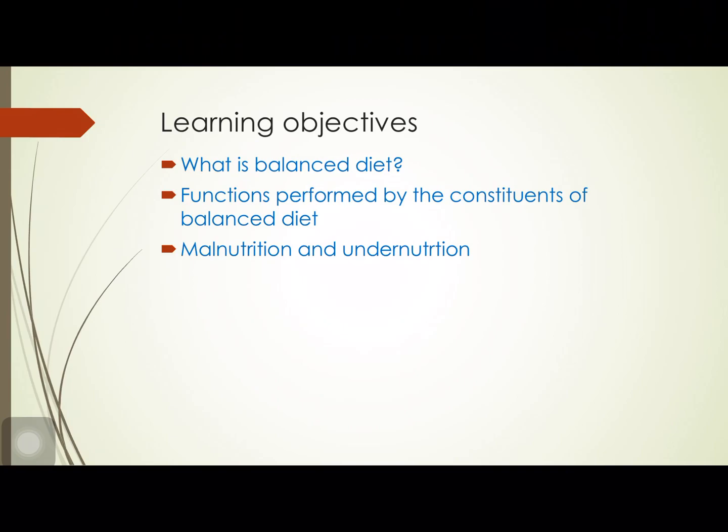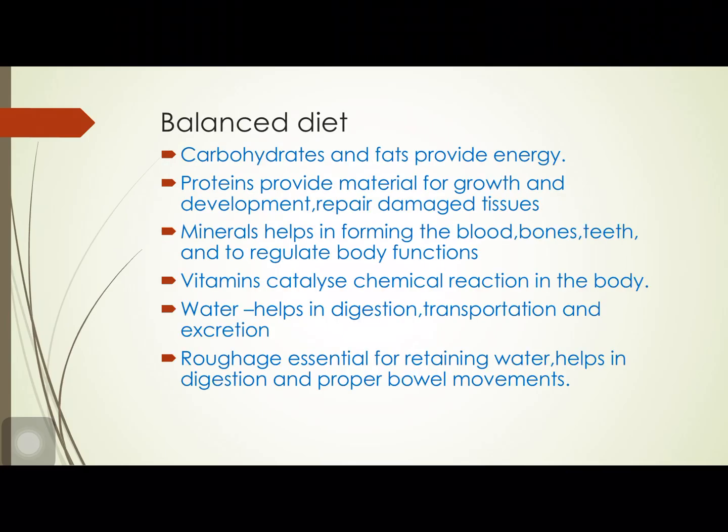That is, the presence of all the things we have studied till now in an adequate amount is called a balanced diet. And what is it doing? We should know that. Carbohydrates and fats provide us with energy. Now, what are proteins doing? We know that they help in the growth and development of the body. Proteins help in repairing damaged tissues. So when body parts are damaged, more proteins are required.